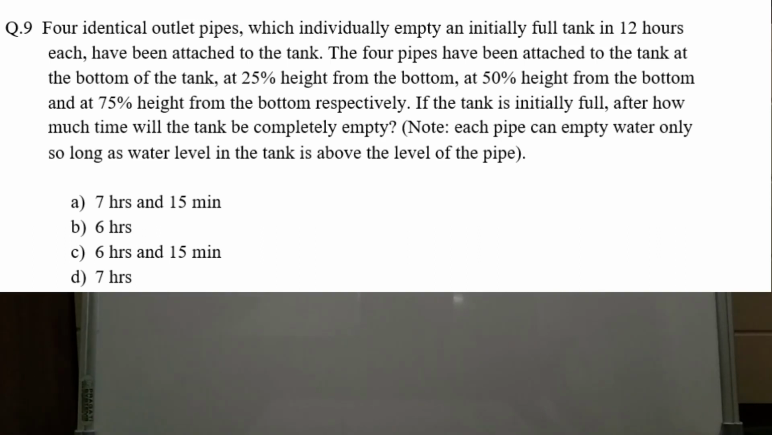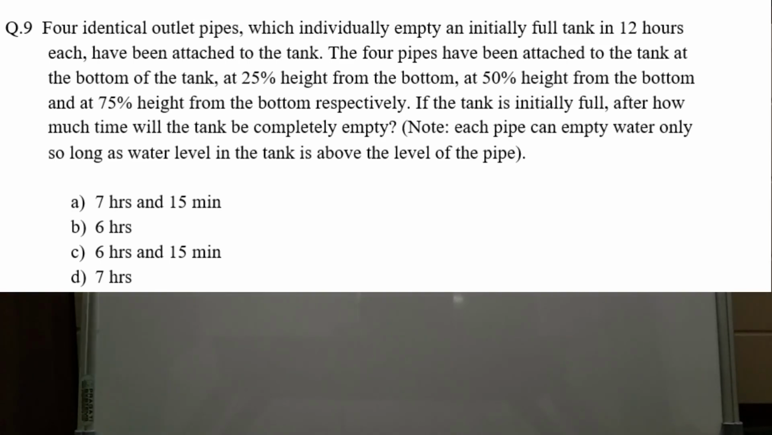Okay, so this question again is an important question. 4 identical outlet pipes which individually empty an initially full tank in 12 hours each. Okay, so each of them is taking 12 hours to empty the tank. The 4 pipes have been attached to the tank at the bottom, 25%, 50% and 75% of the height. Okay, so whenever the heights of the pipes are given, it becomes a very conceptual question. If the tank is initially full, after how much time will the tank be completely empty?